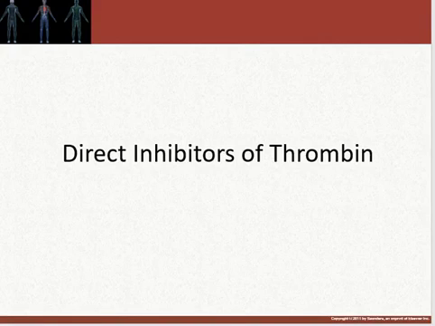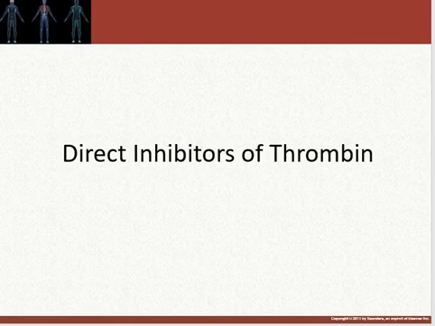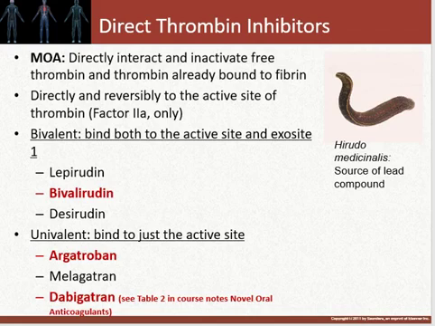So this next category are a group of drugs known as the direct inhibitors of thrombin. In terms of their mechanism, they interact with and inactivate both free thrombin, thrombin floating around, and thrombin that is already involved in a clot, bound to the fibrin protein molecules. This group of drugs directly and reversibly binds to the active site of thrombin, and only thrombin.